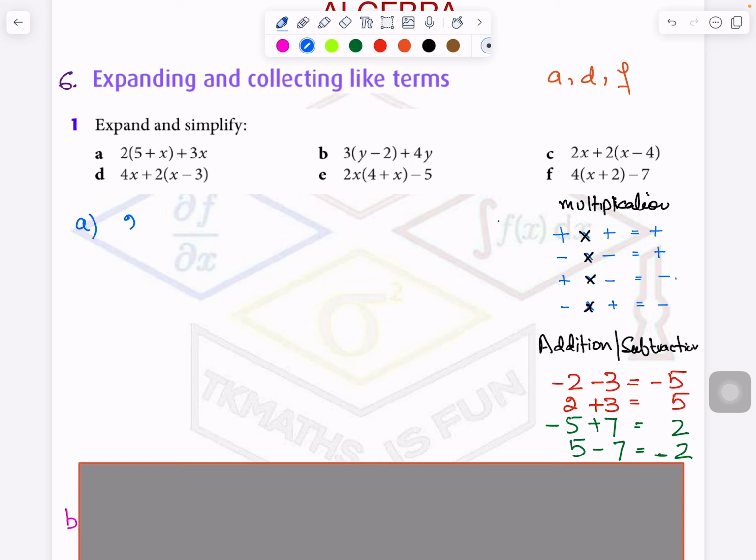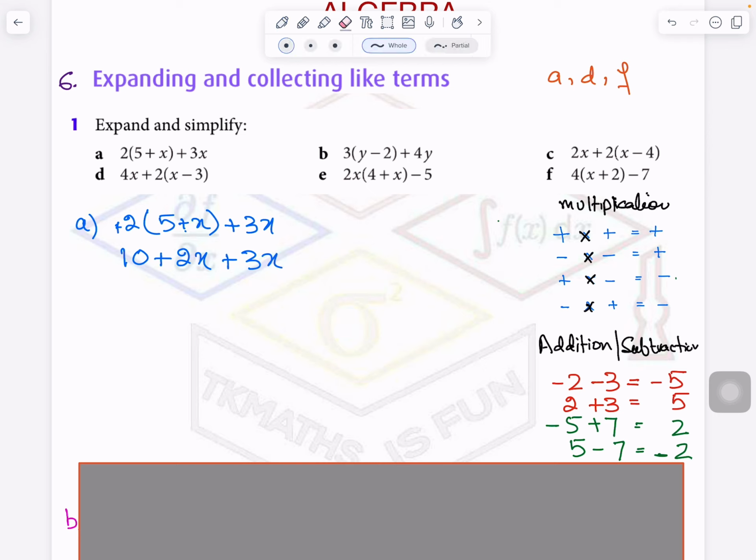So part A, 2 bracket 5 plus x plus 3x. I will open the bracket. We have done this in the previous video. You can see the link in the description below. 2 5s are 10. Because this is +2 and this is plus x, it will be plus 2x. And write 3x as it is. Please do not multiply 2 by 3. Sometimes students do that. This is outside the bracket. 2 was written outside the bracket. So only the things which are inside the bracket will be multiplied by 2.